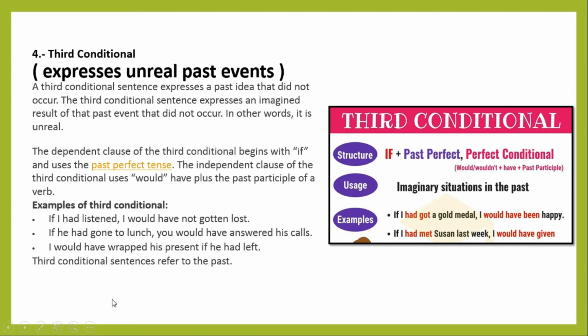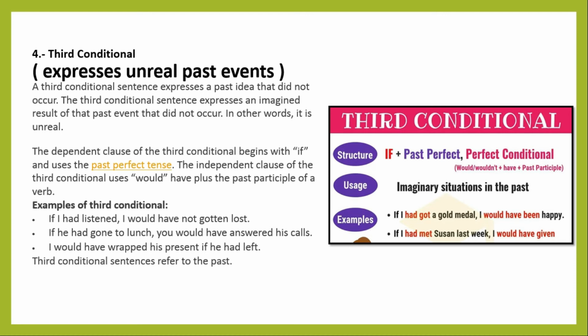My God, so if I had got a gold medal, that was a situation, an event that did not happen, did not occur, because it was a supposition. I just imagined it in my head. If I had got a gold medal, comma, I would have been happy. So it was a past situation which did not occur, and the result is another situation that is never going to happen.